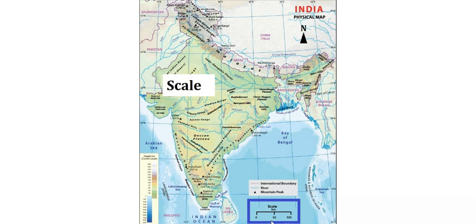Scale can be represented in three different ways, and nowadays in most maps we can see this kind of representation using a line. This is called the graphical representation of a scale. We will study about this in detail in one of the coming lessons.